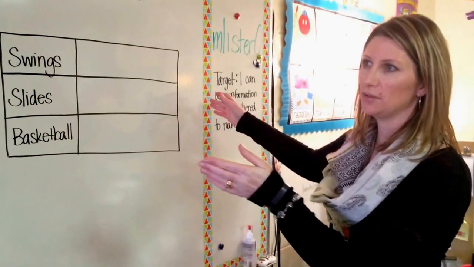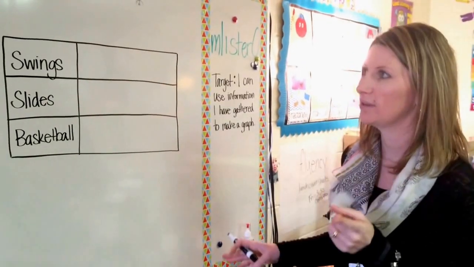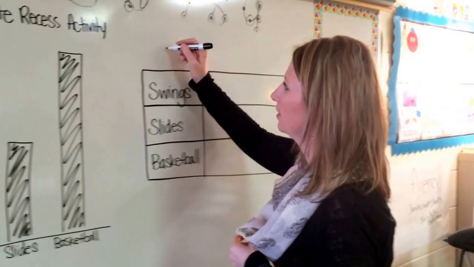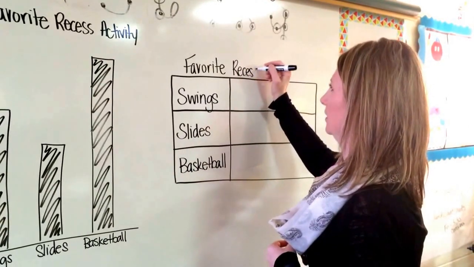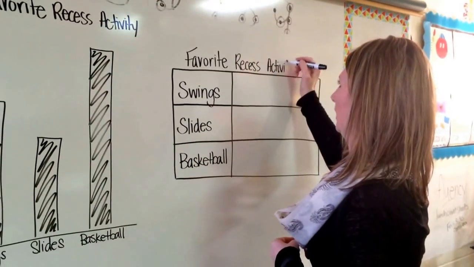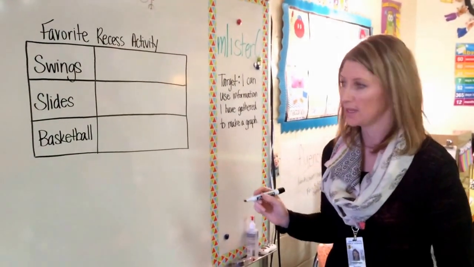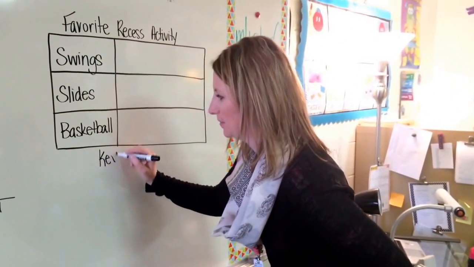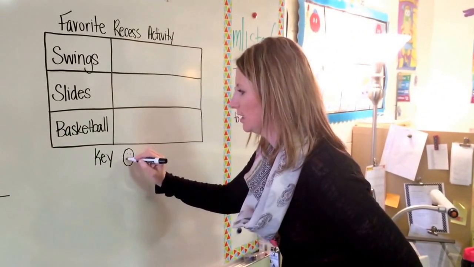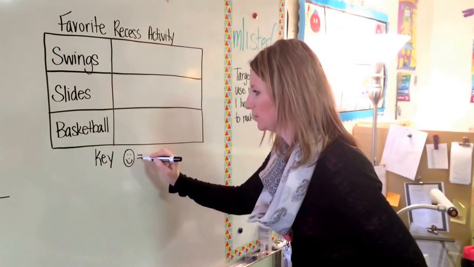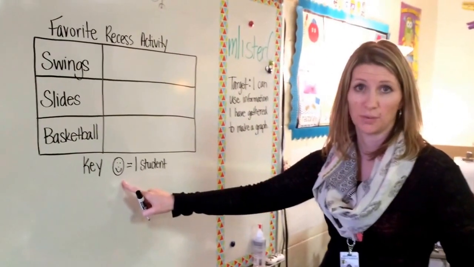It looks really similar to a tally chart because it kind of looks like a chart. But first of all, I have to have my title, so I'm going to put that up here. Favorite Recess Activity. Okay, and something that's really important with a pictograph is having a key. So my key is going to be down here at the bottom, and I'm going to draw a smiley face for every student. So there's my smiley face, and my key equals 1 student. So each smiley face that I draw represents 1 student.